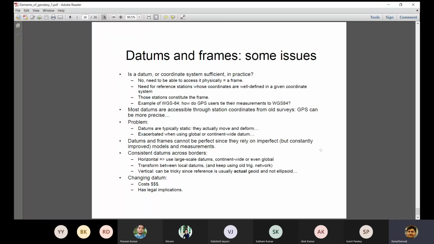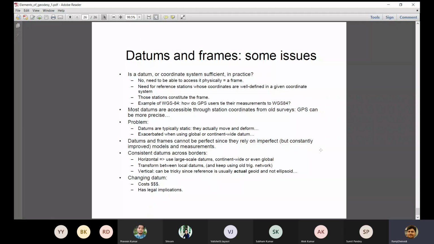So we need reference stations whose coordinates are well defined in a coordinate system. That's the control points I'm talking about. So we need reference stations. Those stations constitute the frame. Example of WGS84: how do GPS users tie their measurements to WGS84?